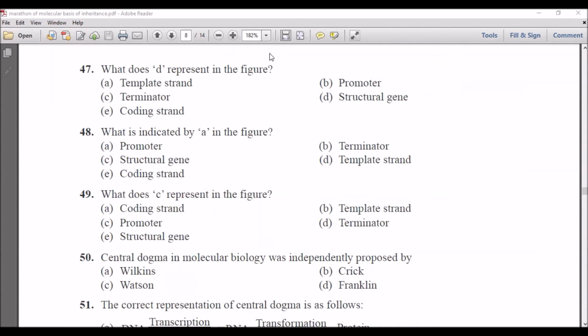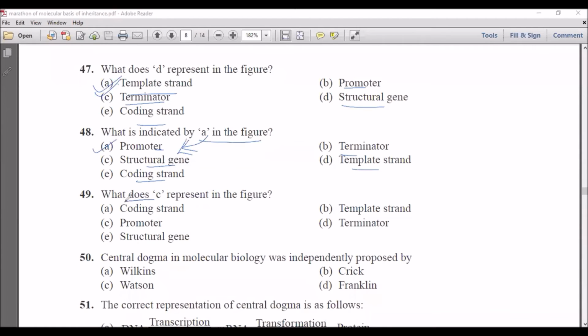Now, what does D represent in the figure? Template strand, promoter, terminator, structural gene, or coding strand. Now we know that D represents the template strand. What is indicated by A in the figure? Promoter, terminator, structural gene, template strand, and coding strand. This A represents the promoter in the figure, which promotes the process of transcription.